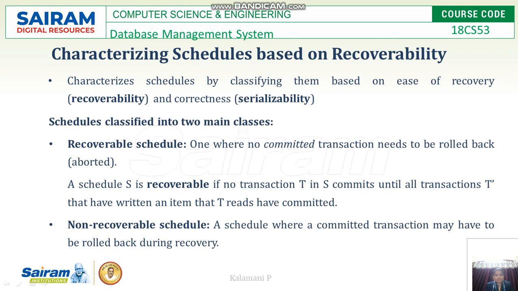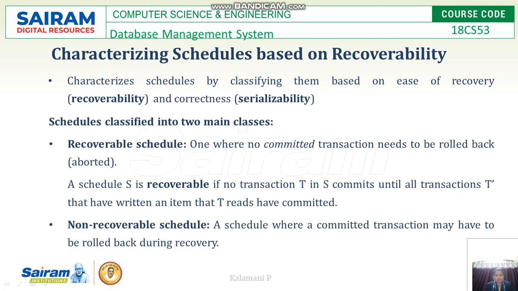Recoverable schedule means one where no committed transaction needs to be rolled back. Once a transaction is committed, it is permanently stored in the database, otherwise it will be aborted. A schedule S is recoverable if no transaction T in S commits until all transactions T' that have written an item that T reads have committed. Then it is recoverable. A non-recoverable schedule is a schedule where a committed transaction may have to be rolled back during recovery.